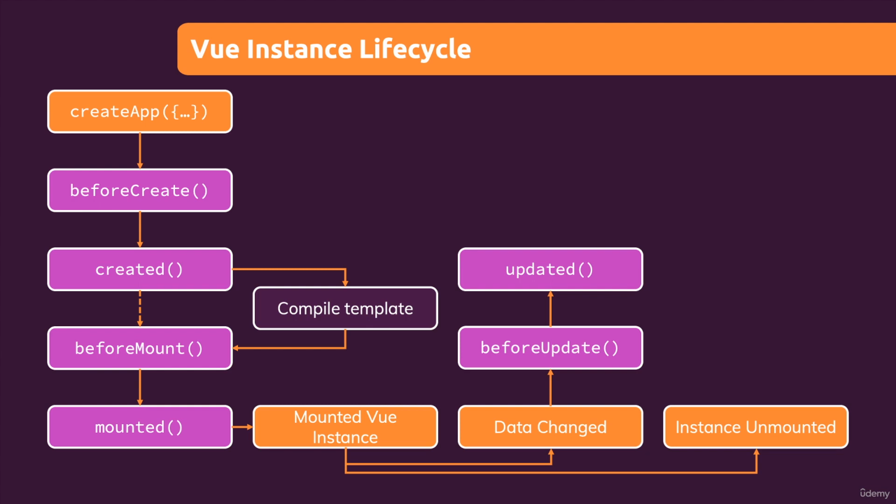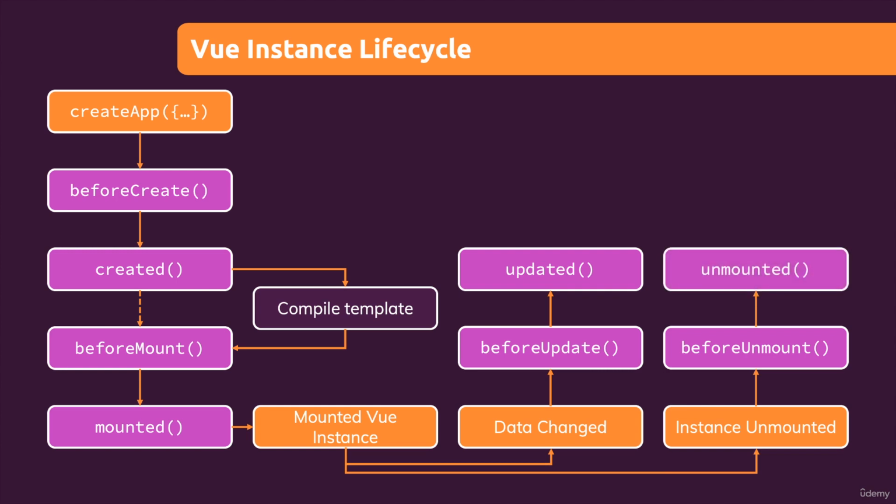It will become more important later, as you will see, but I can also show you how we could unmount an app in the next lecture. When an app is unmounted, all its content is removed from the screen and the app is dead. And we have two lifecycle hooks here as well: before unmount, which runs right before it's about to be removed, and unmounted, which runs after it has been removed.